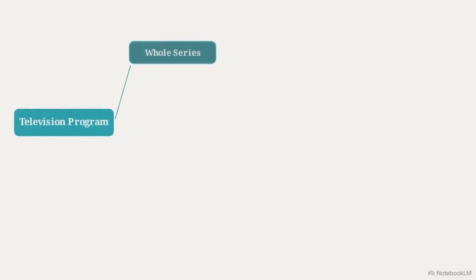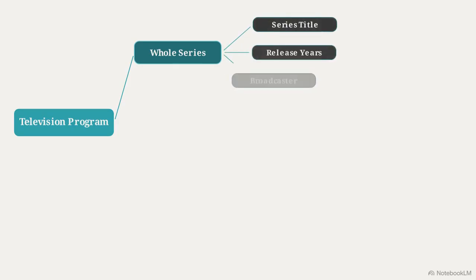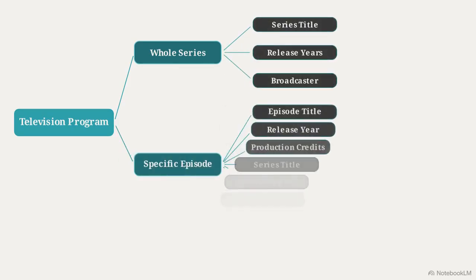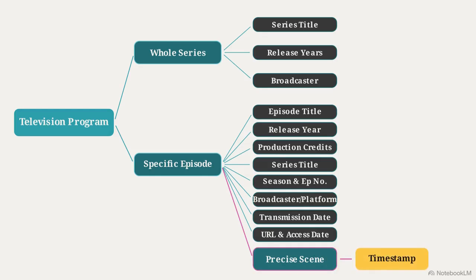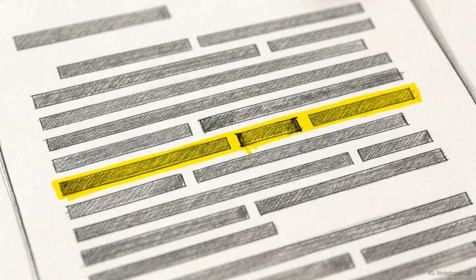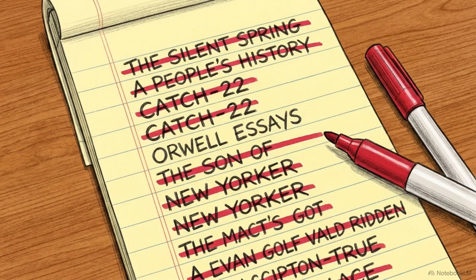Discussing general themes uses a series-level citation, requiring only the series title, release years, and broadcaster. A specific plot point needs episode-level data: episode title, season, and production credits. Referencing a precise scene mandates a timestamp. A common error is using a series citation when your argument relies on a specific quote. Establishing the correct scope now prevents you from having to rebuild your entire bibliography later.